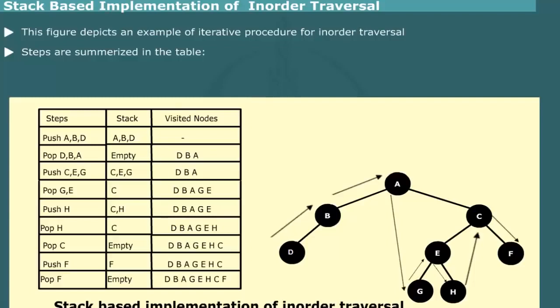The implementation of the iterative procedure for in-order traversal uses the set of classes called node, stack, and tree structure, which we presented in previous section. For the in-order traversal, we use a method named stackInOrder. The code for this method is shown in demonstration.